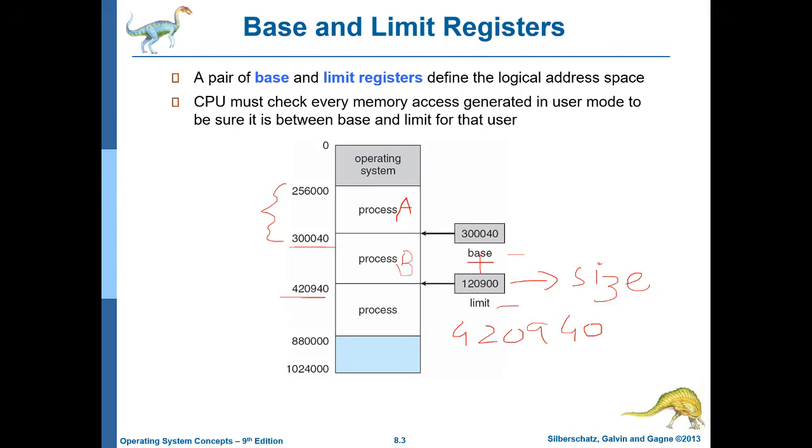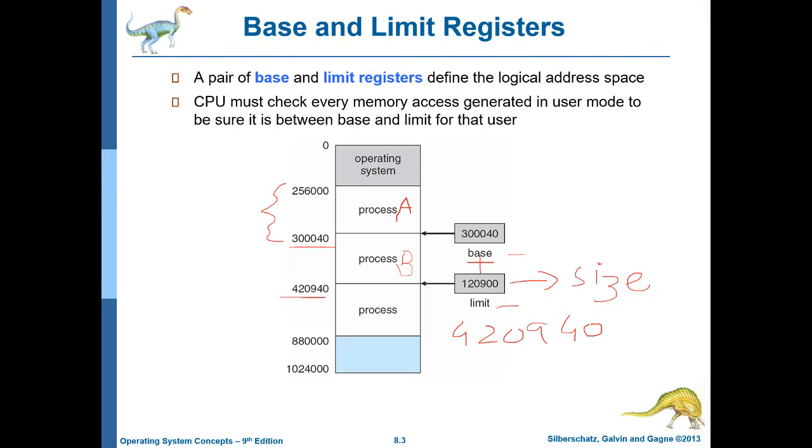Every time the CPU wants to have an instruction from process B, it will be within these addresses from 300040 to 120900. How does a CPU do that?